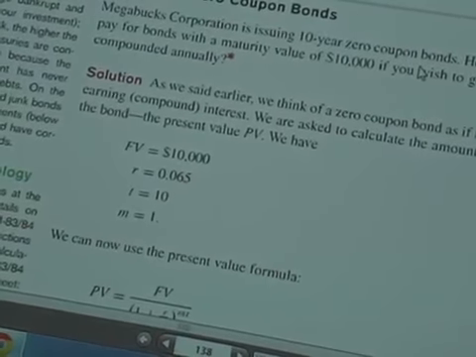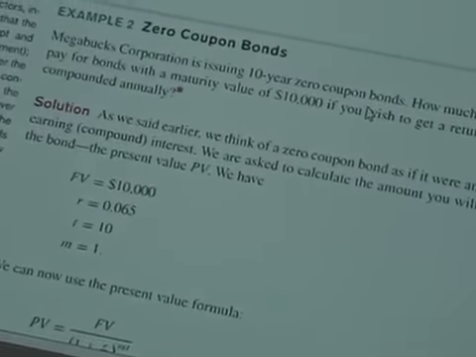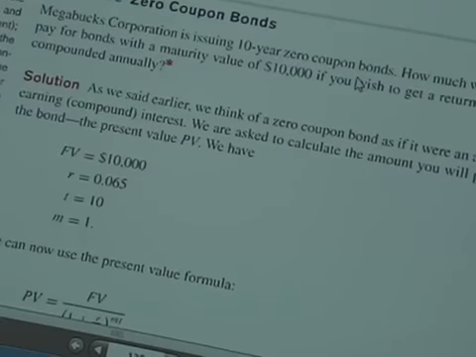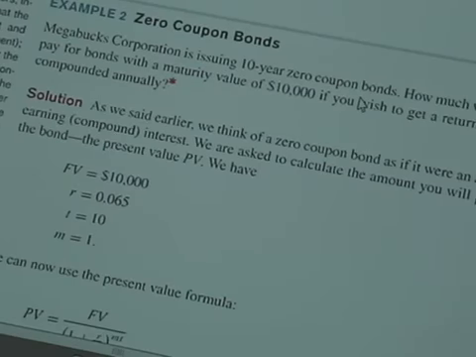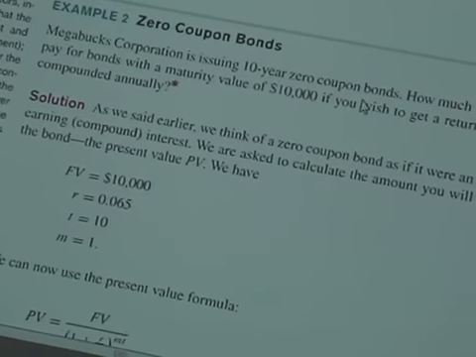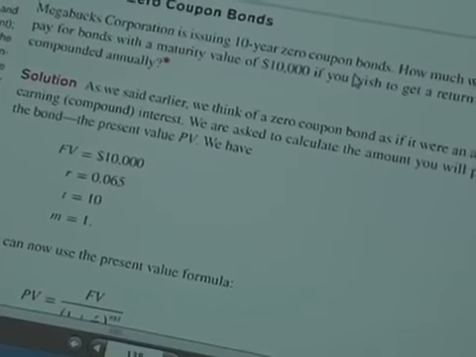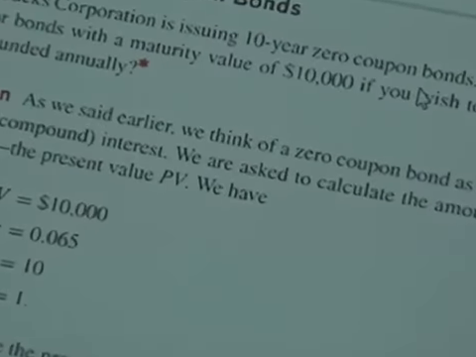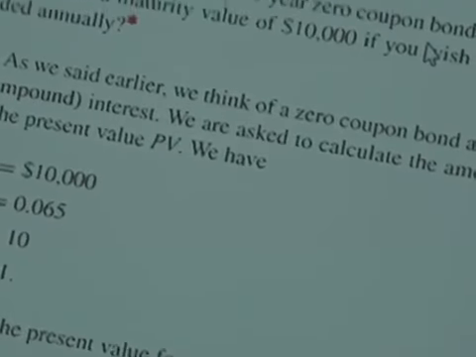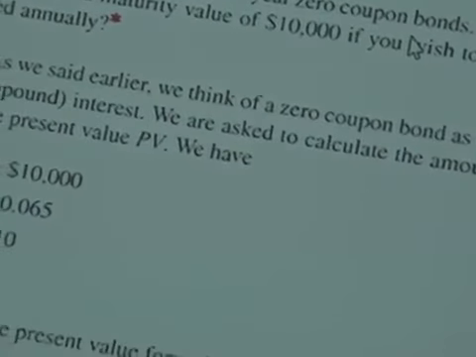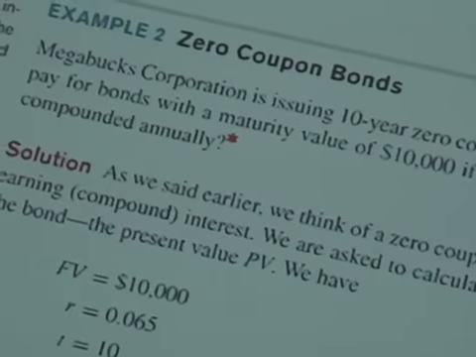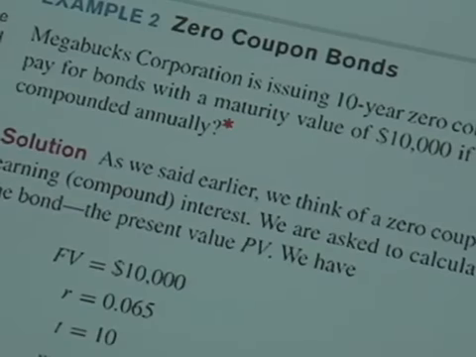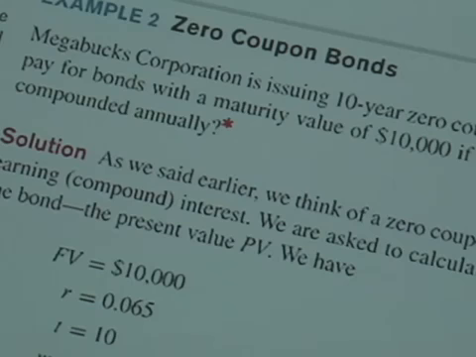So Megabucks Corporation is doing the same thing, issuing a 10-year zero coupon bond. How much would you pay for bonds with a maturity value of $10,000? What does the maturity value mean again? That's the face value. That's what's written on the bond. That's how much you can redeem it for at the end of the time. Not now, but at the end of 10 years, you can go to Megabucks and say, here's my bond, give me $10,000, and now they have to give it to you legally.